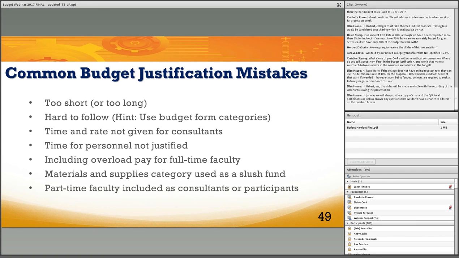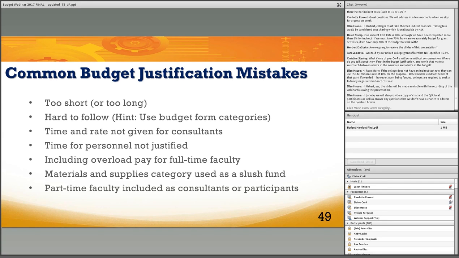One thing is making your justification either too short or too long. Remember, you're limited to 3 pages, and you want it to be really well organized and easy to follow. Don't throw in things that are not explained. As I put on a previous slide, someone once told me it's very difficult to get anybody to fund something vague. So don't be really vague about things. Be very specific.